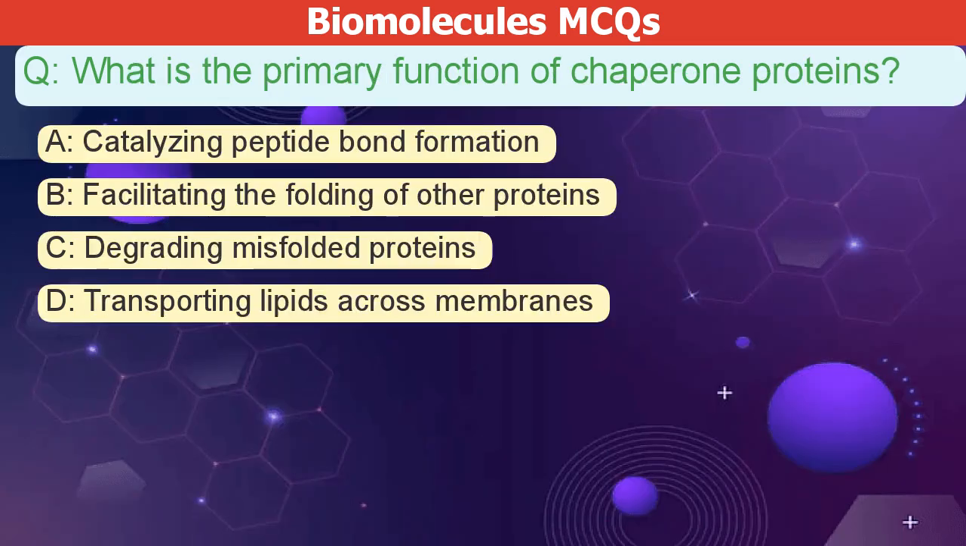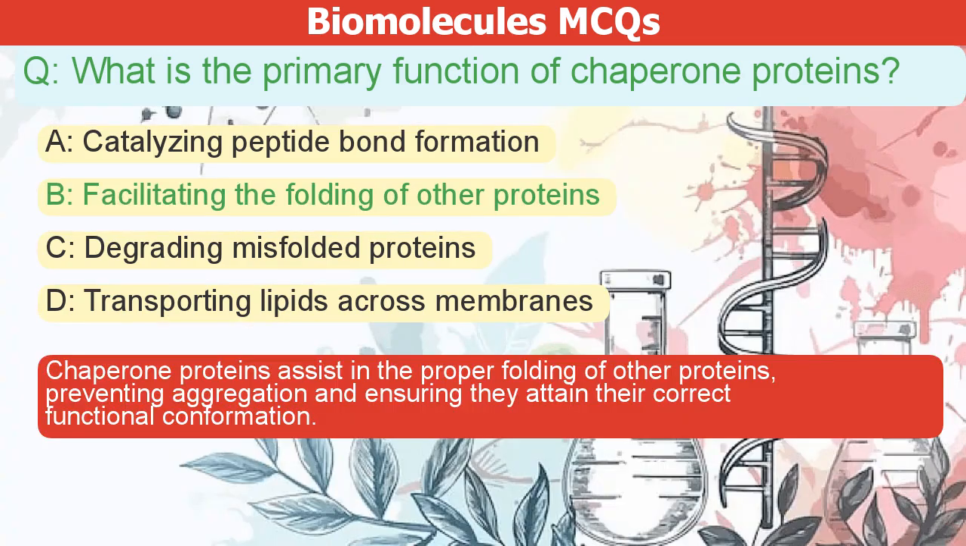What is the primary function of chaperone proteins? A. Catalyzing peptide bond formation. B. Facilitating the folding of other proteins. C. Degrading misfolded proteins. D. Transporting lipids across membranes. The correct answer is B. Chaperone proteins assist in the proper folding of other proteins, preventing aggregation and ensuring they attain their correct functional conformation.